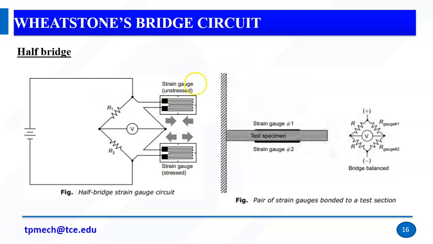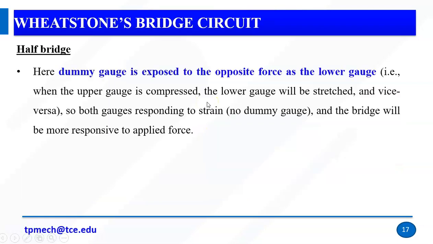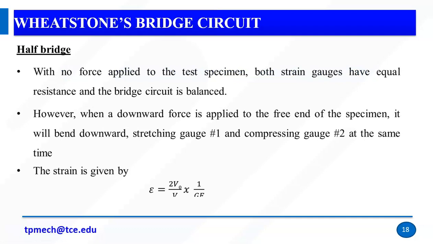So what am I doing in this cantilever beam? If I apply the force on the top of the test specimen, the bottom surface will get compressive and the top will get tension. That is what we are saying here. Right? So the strain is given by the same formula we saw previously. The only thing is, for a half bridge, it is 2 into V0 by V into 1 by GF. GF stands for gauge factor. It is defined by the manufacturer.